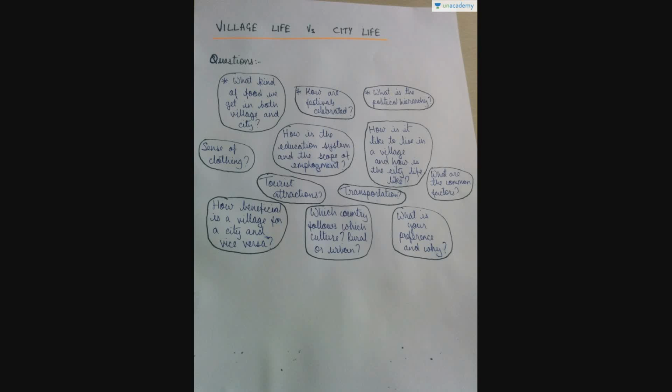So we have the kind of food that we get in both places, how festivals are celebrated in both village and city, the political hierarchy, the sense of clothing, the education system and scope of employment, how it is to live in a village and how city life is, the tourist attractions, transportation, what the common factors between a city and a village are, how beneficial a village is for a city and vice versa, which country follows a rural system and which follows an urban system, and what you prefer and why.